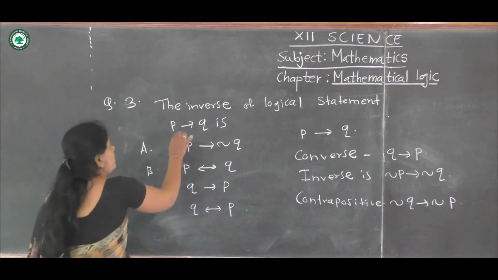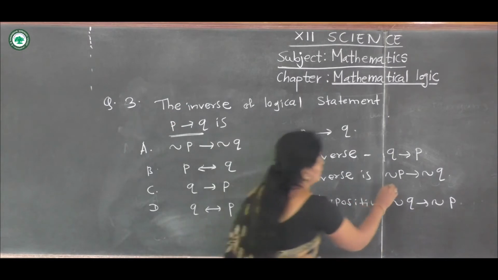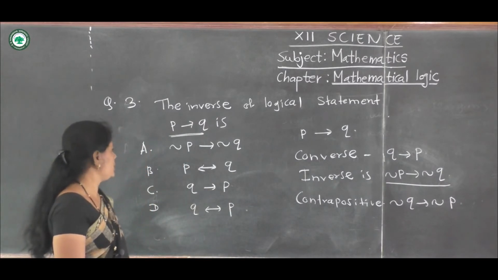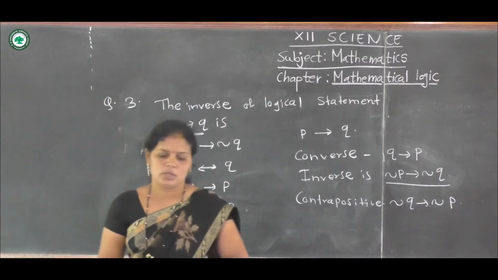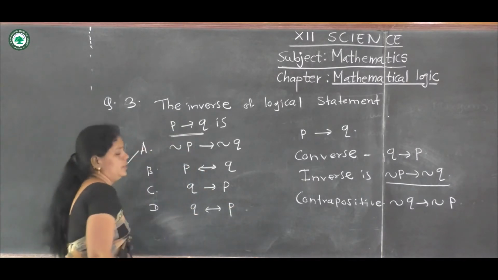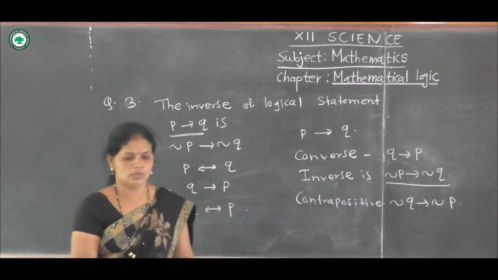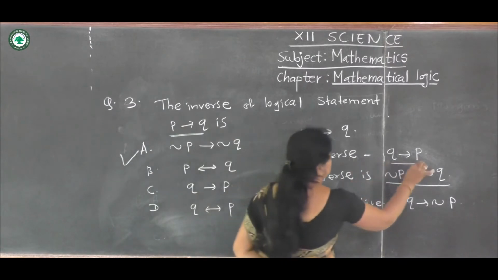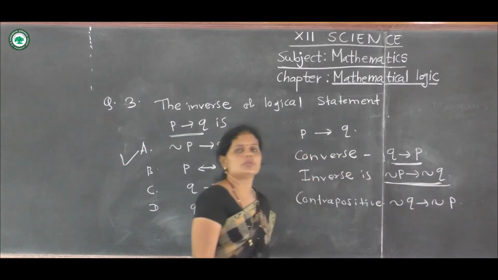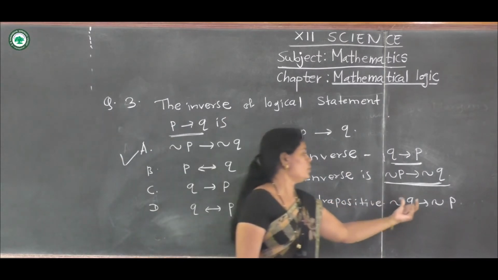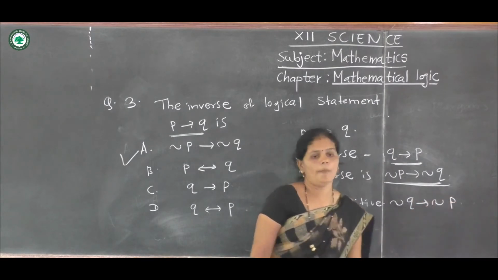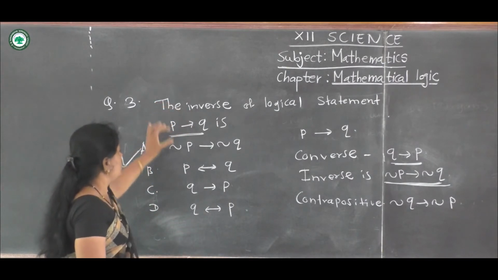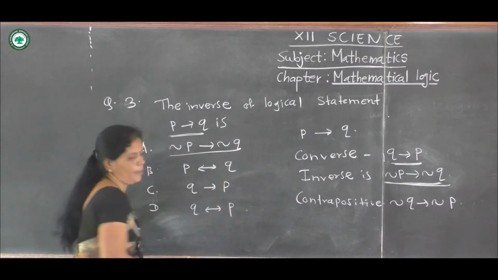The inverse of logical statement P implies Q is: inverse is negation of P implies negation of Q. Therefore, we choose option number first, A. Negation of P implies negation of Q is the inverse, and negation of Q implies negation of P is the contrapositive. Therefore, we choose option number 1.